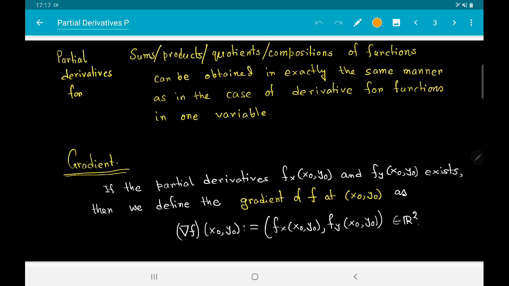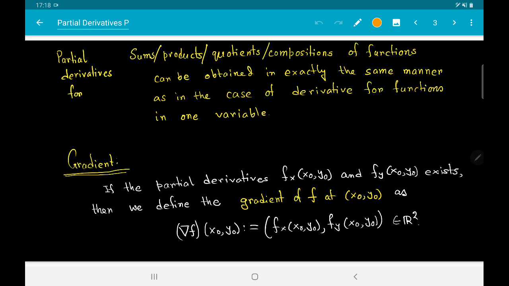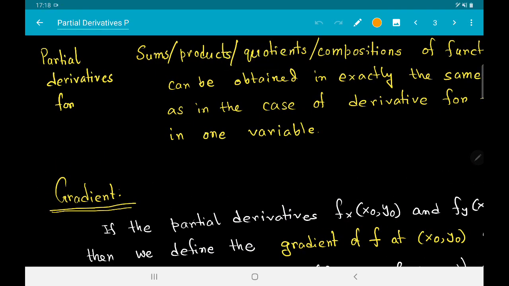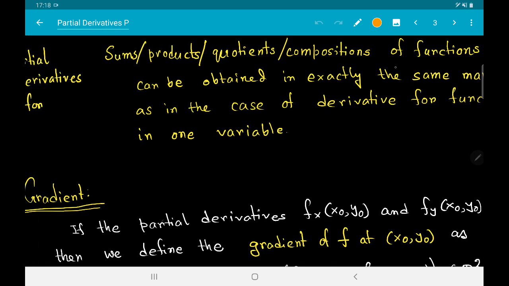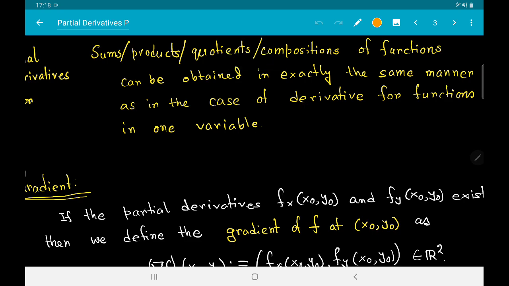Then, in the previous discussion you have seen that del f del x at x0, y0 and del f del y at x0, y0 come just as differentiation of a single variable function. So if you want to take the partial derivatives of sums, products, quotients, and compositions of functions, they can be obtained in exactly the same way that you have done in the case of functions of one variable.